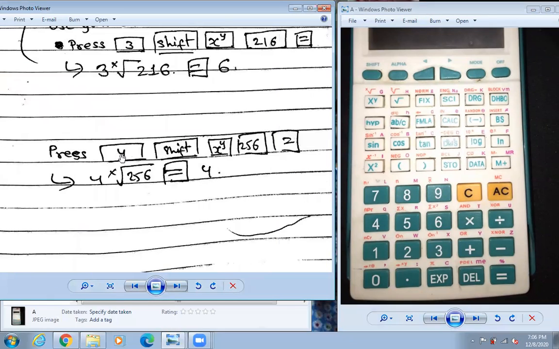The same thing you have done over here: 4, shift, x power y. If you press that, it becomes the root under x. You need to press 256, then after pressing the equal to sign you'll get 4. So the 4th root of 256 is 4, that's it, 4 power 4.